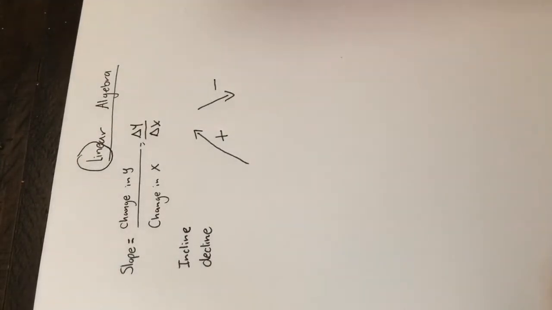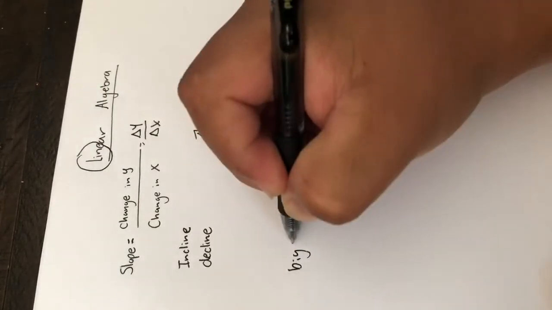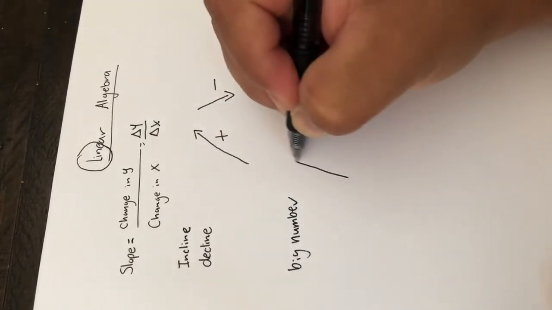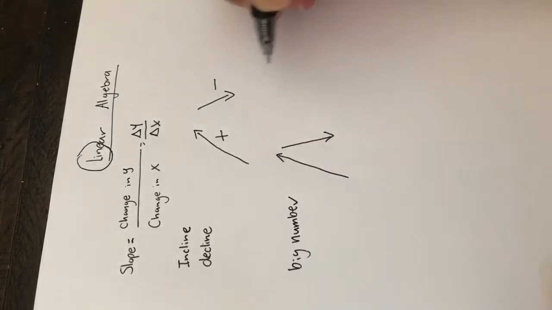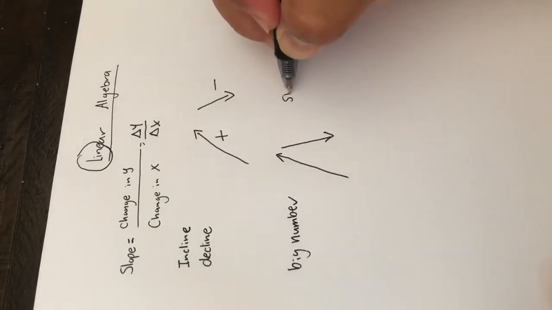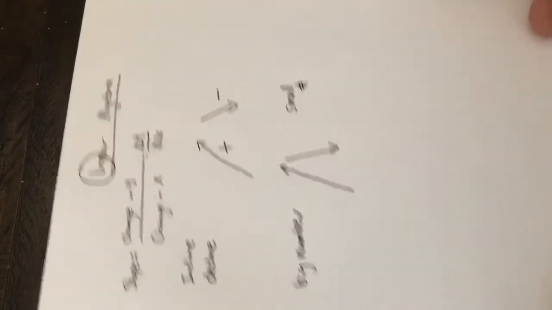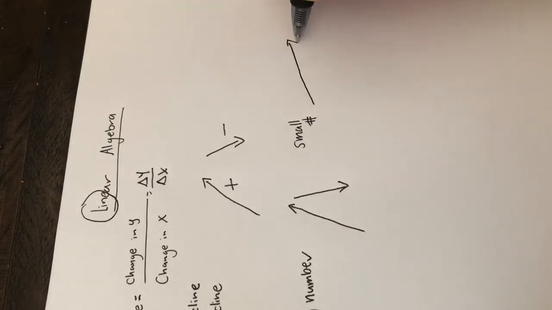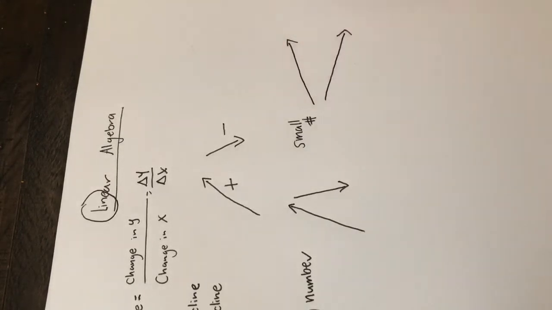And then the other thing is if it's a big number, maybe anything bigger than 1, it's going to look pretty steep, either steep up or steep down. And if it's a small number, then it's the opposite. Small number, see? Then it'll be going up gradually, or slowly. So this would be anything less than 1.